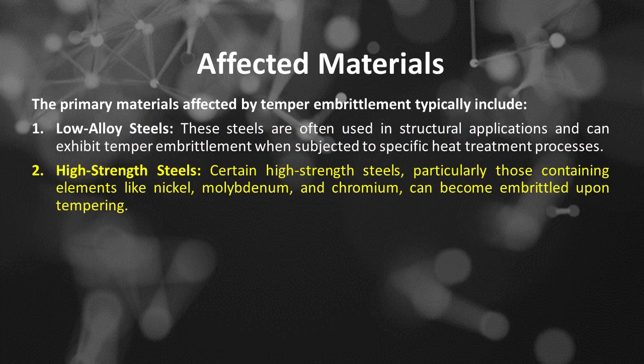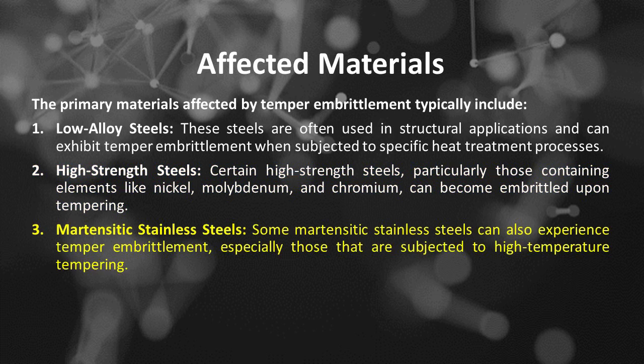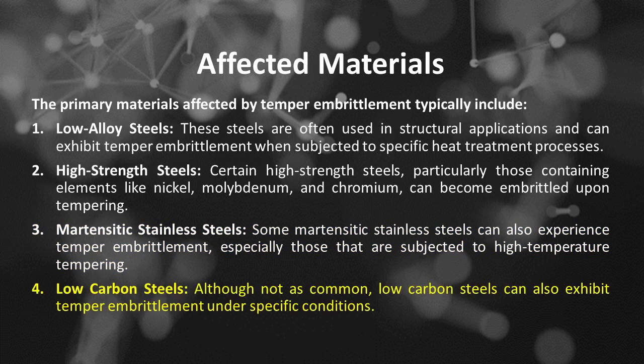Certain high-strength steels, particularly those containing elements like nickel, molybdenum, and chromium, can become embrittled upon tempering. Number 3 is martensitic stainless steels. Some martensitic stainless steels can also experience temper embrittlement, especially those that are subjected to high-temperature tempering. Number 4 is low-carbon steels. Although not as common, low-carbon steels can also exhibit temper embrittlement under specific conditions.